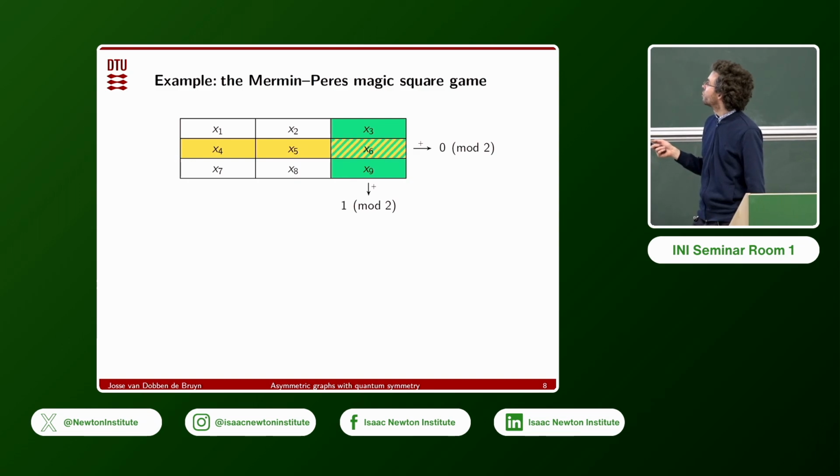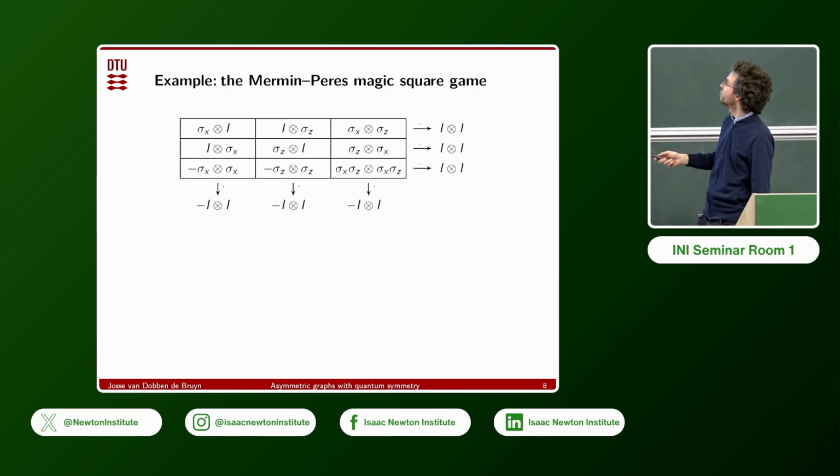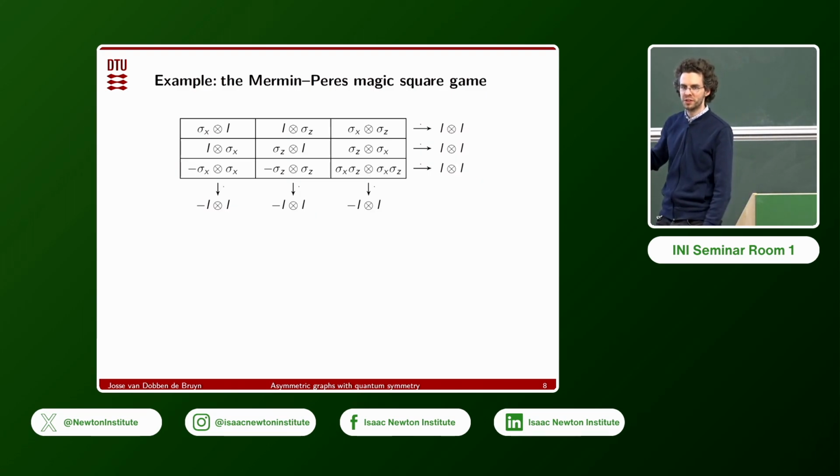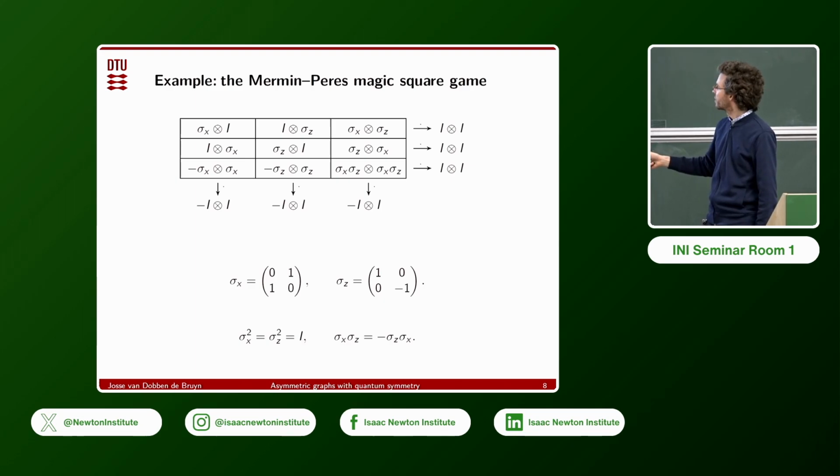So here there is no perfect classical strategy because it's impossible to find an assignment of all the variables that satisfies all these equations. That's just because the total sum of the variables cannot be both 0 and 1 mod 2. But there's a perfect quantum strategy where you use these Pauli matrices. You have the Pauli matrices sigma x and sigma z, and they satisfy these properties: they square to the identity and they anti-commute.